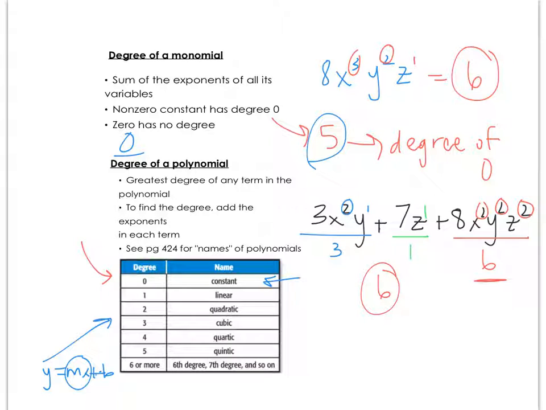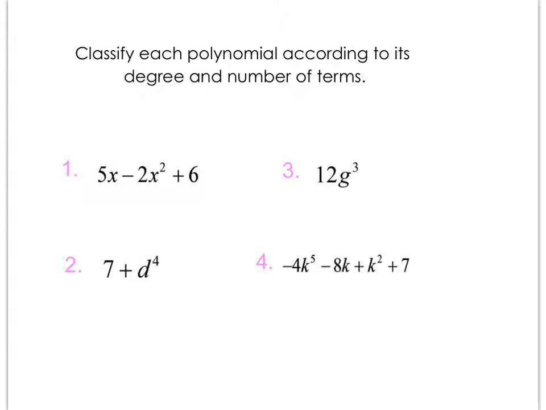Cubic is when we have a degree of 3. Quartic is when we have a degree of 4. Quintic when there's a degree of 5. And if we have 6th degree or more, we would just call that the 6th degree, 7th degree, and so on. So we only give unique names and definitions for degrees 0 through 5. So let's go through a few examples and classify each polynomial according to its degree and number of terms.